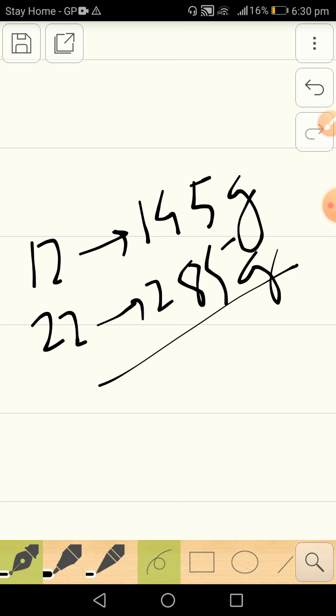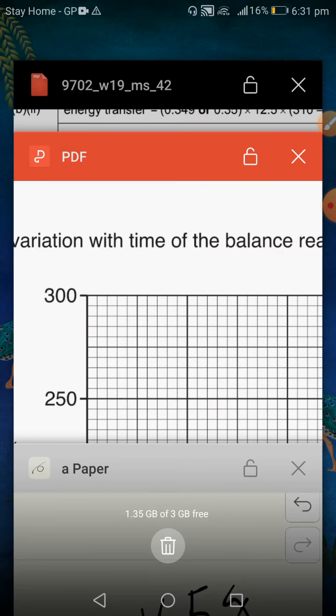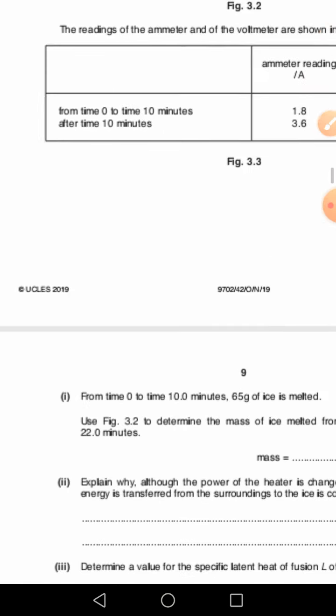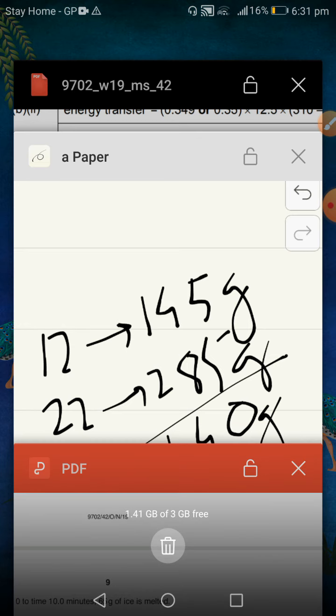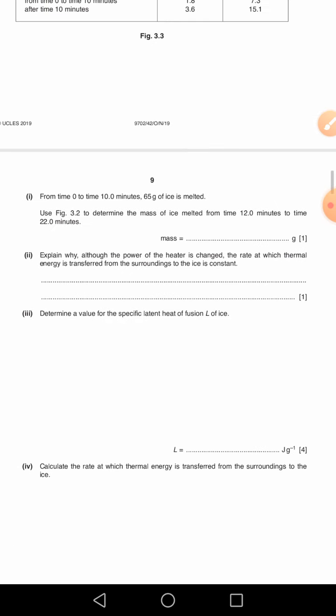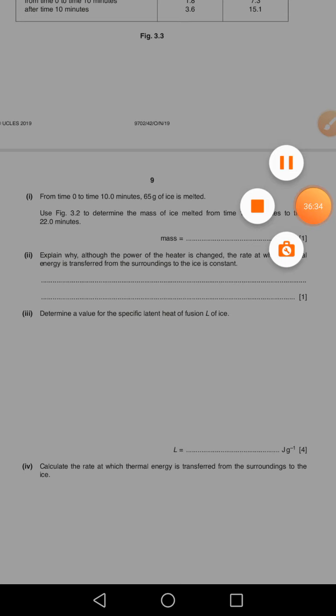So how much water has been melted? 285 minus 145, 140 grams of water has been melted. So the answer to this question is 140 grams. Now explain why, although the power of the heater is changed, the rate at which thermal energy is transferred from the surrounding to the ice is constant.